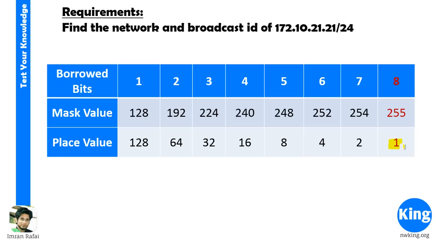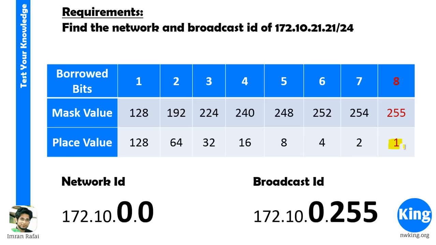We know this, 172.10.0.0, like you see here. And the broadcast ID is 0.255. How did I get 0.255?